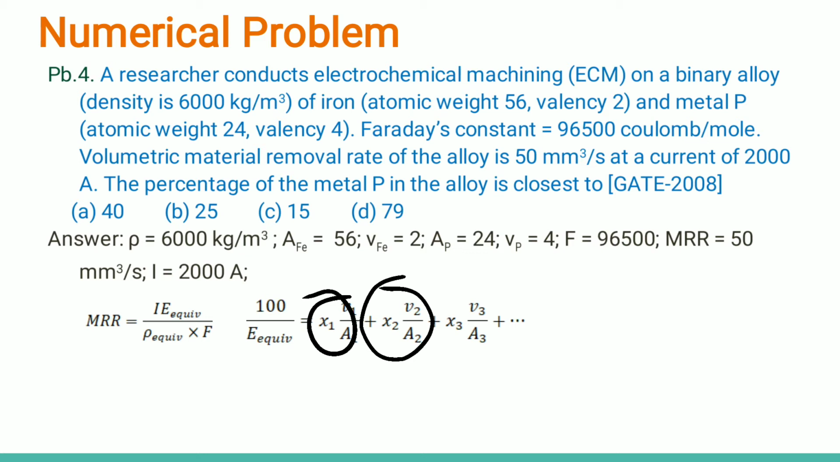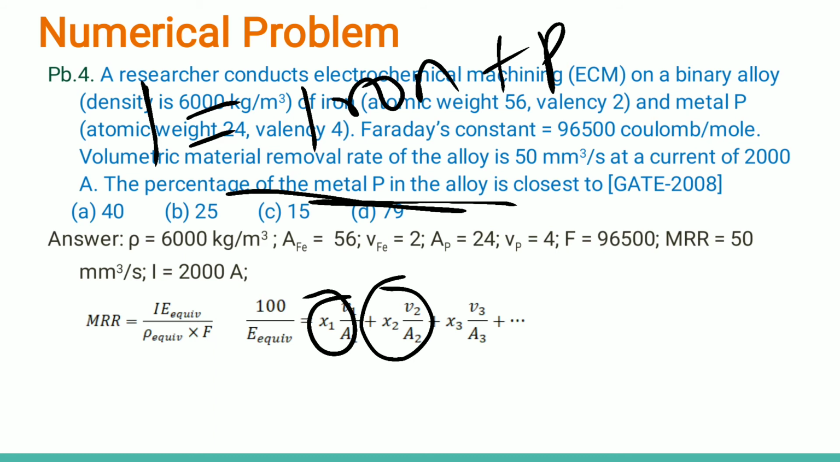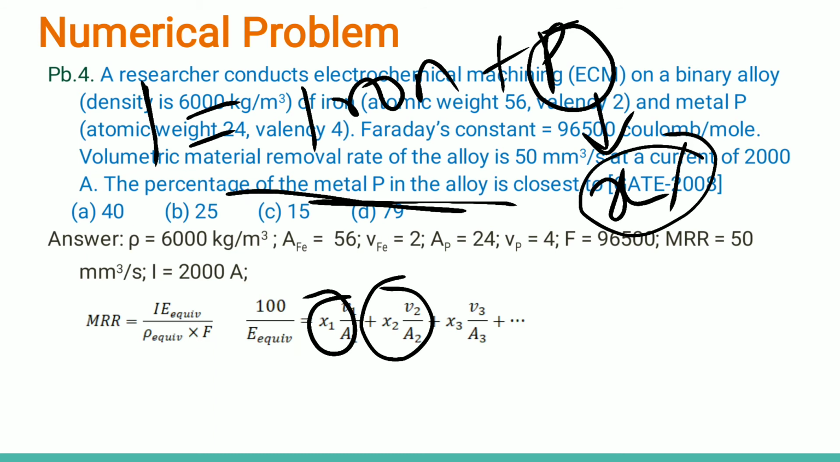Now what we are assuming is, as we have to find out the percentage of the p metal in the alloy. Let the overall percentage be 1. There is iron, and there is the p metal. If I say the percentage of p metal is x, then automatically the iron will be 1 minus x.